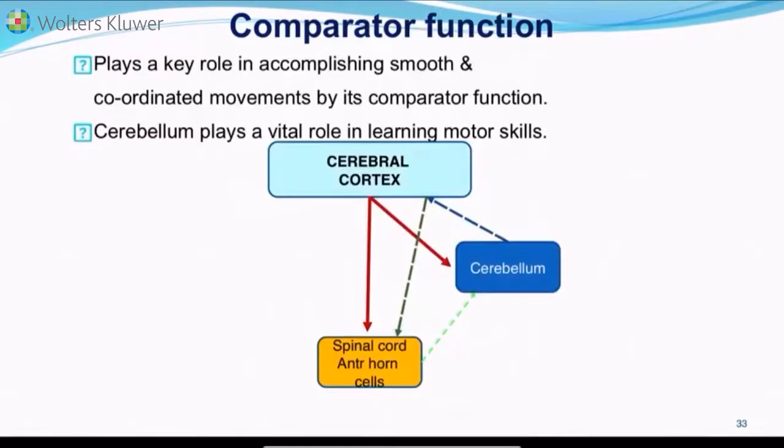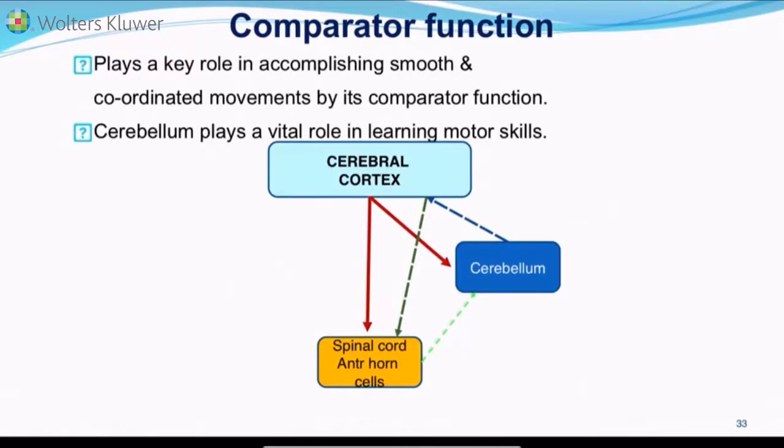Comparator function is a very important function of the cerebellum. It plays a key role in accomplishing smooth and coordinated movements by its comparator function. What is this comparator function? It is almost like a family situation.